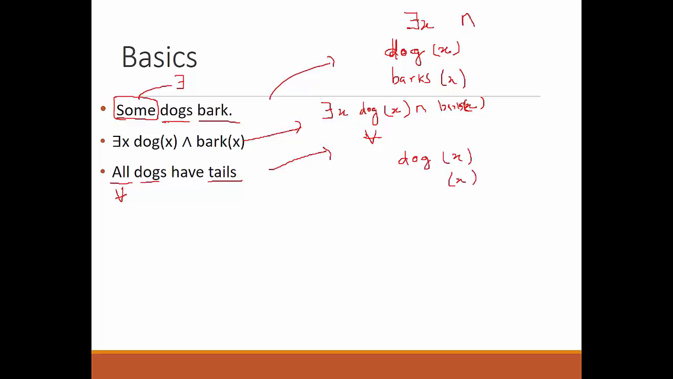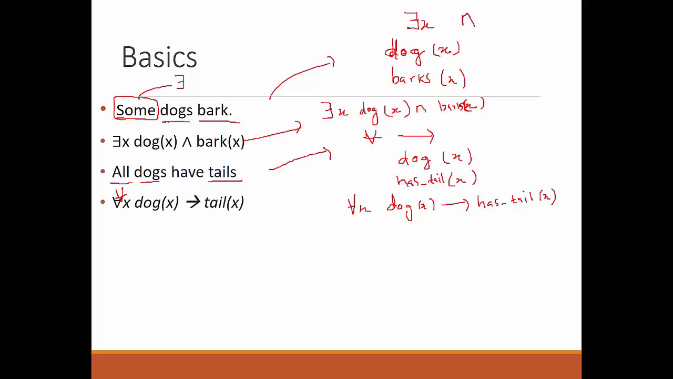X has tail. And we know when we have a universal quantifier, then it's going to have implication along with this. So let's try to represent it. That's for all X, if X is a dog, then it's for sure that it has a tail. Okay, so this is how we represent this.